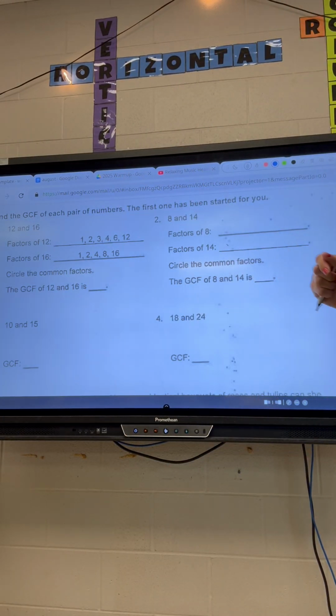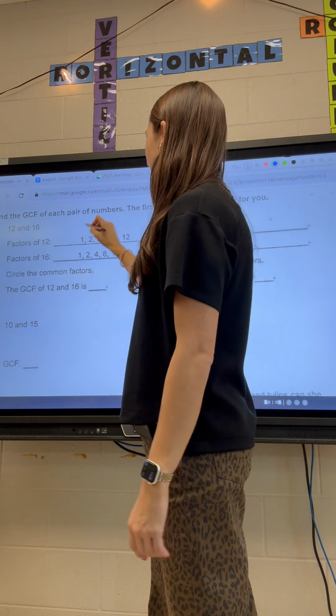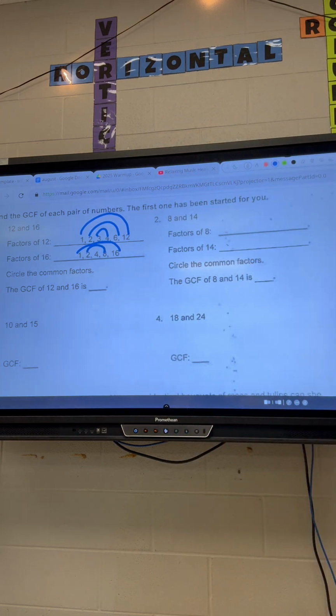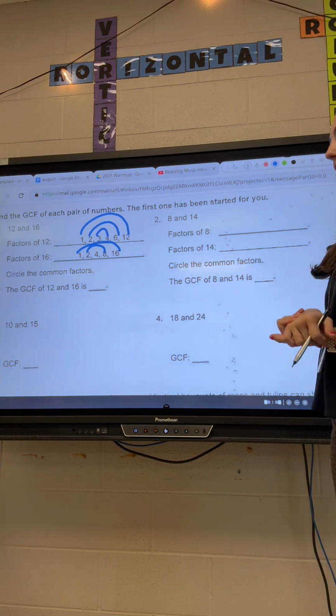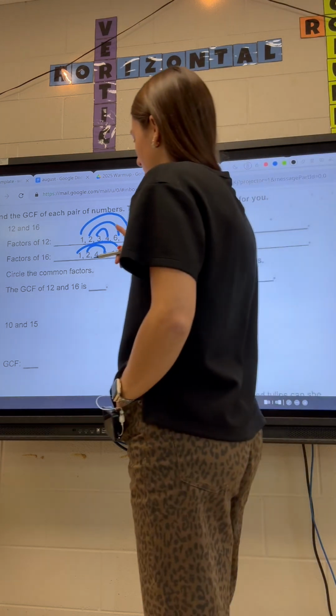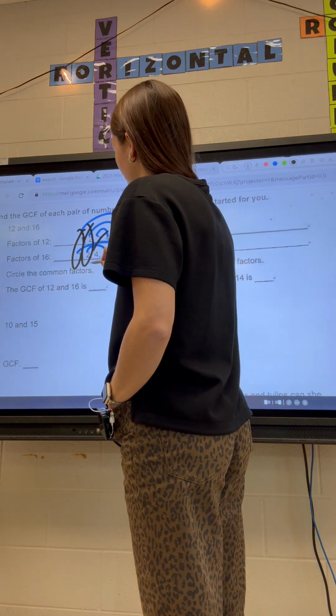They started it for us on number 1. They listed the factors of 12 and 16. So go ahead and connect those with your rainbow. Now, step 1 was to list the factors. We have our factors. Step 2 was to circle the numbers they have in common. Someone tell me what numbers 12 and 16 both have as a factor, Swayze. 1, 2, and 4. You are circling those.